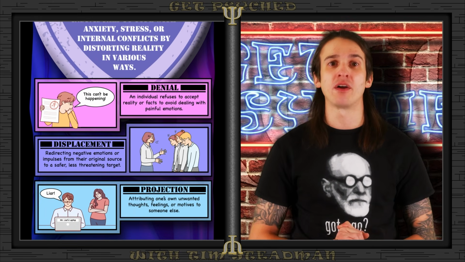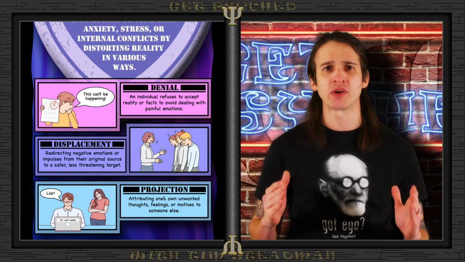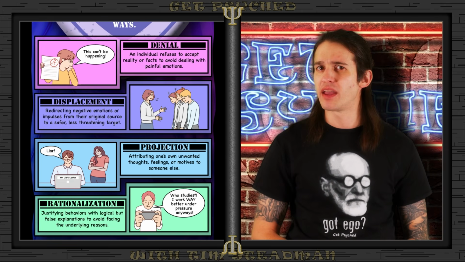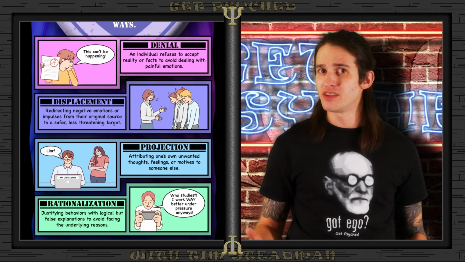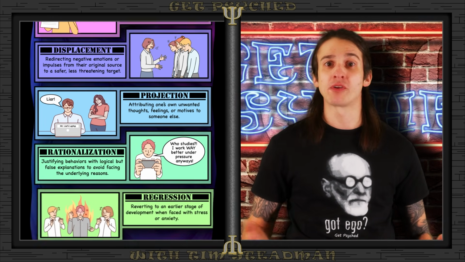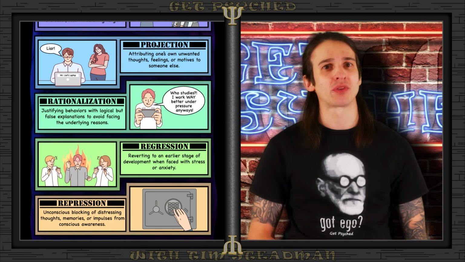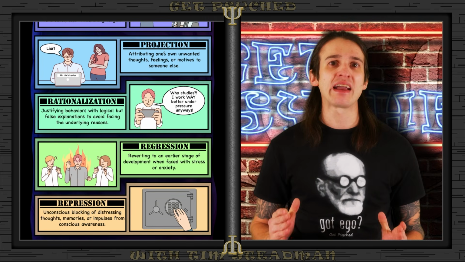Projection involves blaming others for your own feelings. Someone who is constantly telling lies might accuse everyone around them of being liars, projecting their own poor qualities onto others. Rationalization is creating excuses for bad behavior. Didn't study for a test, you might say, well, I work better under pressure anyways, and then you'd probably fail. Regression is reverting to childish behaviors. Think slamming a door or throwing a tantrum when things don't go your way. Repression is burying distressing memories or thoughts in the unconscious. It's like locking those feelings in a mental vault so you don't have to deal with them.